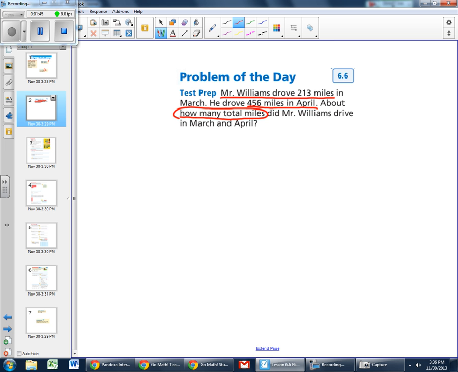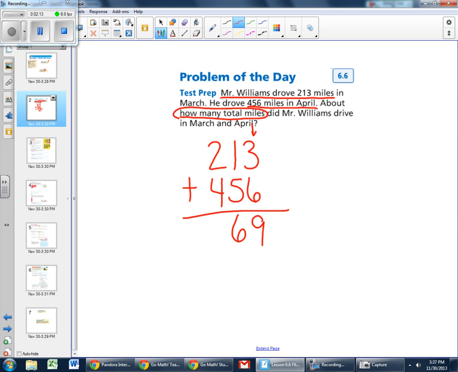Looking at that problem, Mr. Williams drove 213 miles in March and 456 miles in April. About how many total miles did he drive in March and April? We want to know the total amount, which means we're going to combine those two, so we're going to use addition. 213 plus 456. Starting in our ones column, 3 plus 6, 1 plus 5, and 2 plus 4 gives us 669, and we need to label this as miles.